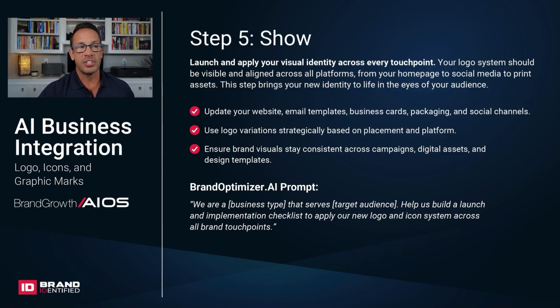Step number 5 here is to show. Launch and apply your visual identity across every consumer touchpoint. Your logo system should be visible and aligned across all platforms, from your homepage to social media to print assets. This step brings your new identity to life in the eyes of your audience. So update your website, your email templates, your business cards, your packaging, and all of your social channels. Use your logo variations strategically based on placement and platform, and ensure that brand visuals stay consistent across campaigns, digital assets, and design templates.